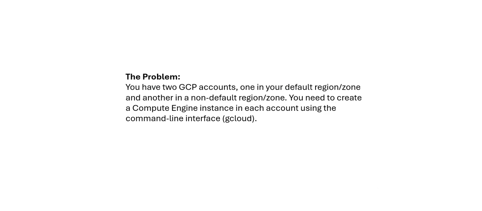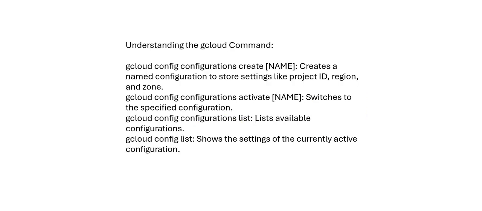We have summarized the problem: two GCP accounts, one in the default region, one in a non-default region. You create a compute instance in both using a command line interface, gcloud. Let us understand the gcloud command. With gcloud config configurations, we use create name and activate name. Activate name switches to the specified configuration, and list lists the available configurations, and so on.